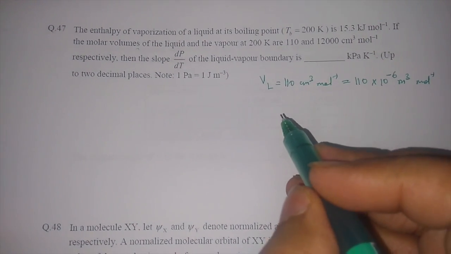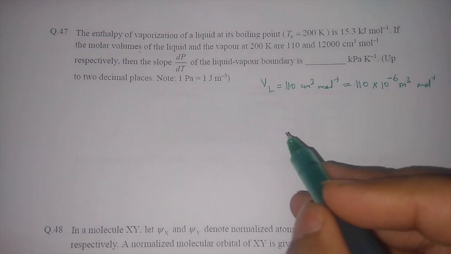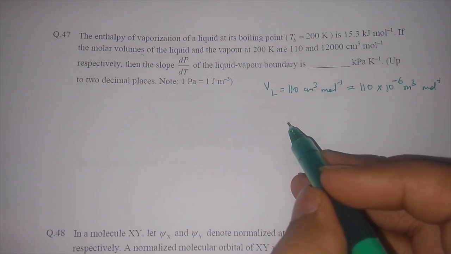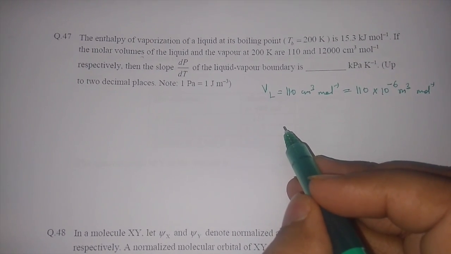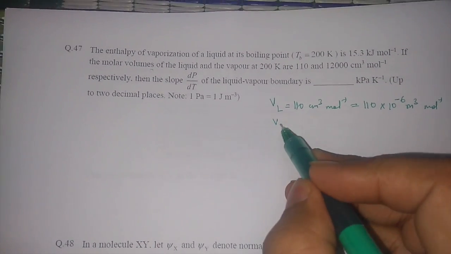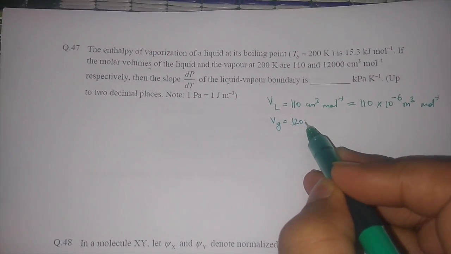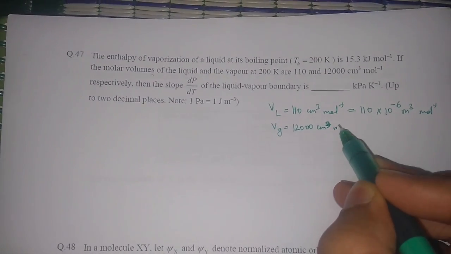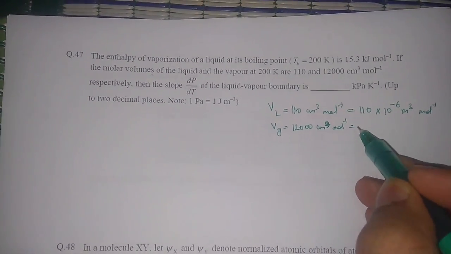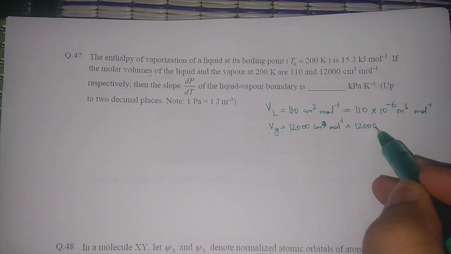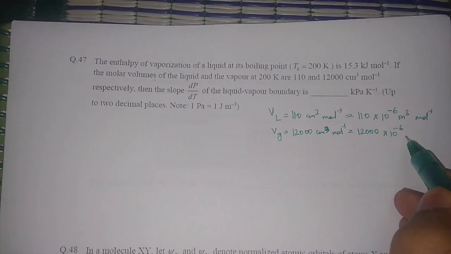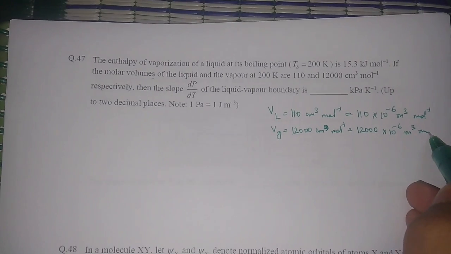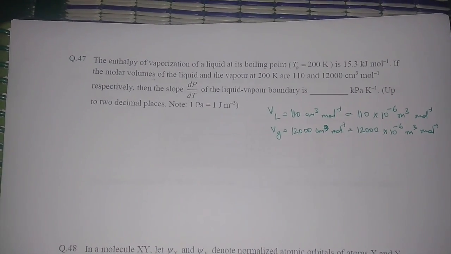And for vapor, the steam, the volume is also given to you, like 12,000, and this is also in centimeter cube per mole. So you have to convert it: it will be 12,000 into 10 to the power minus 6 meter cube per mole.